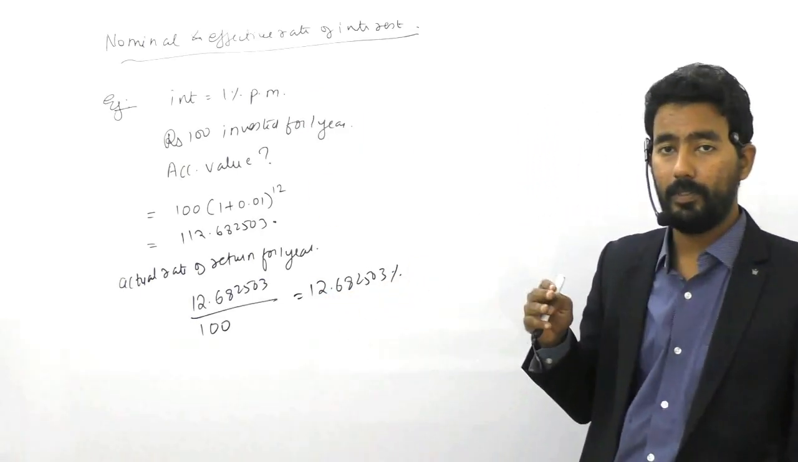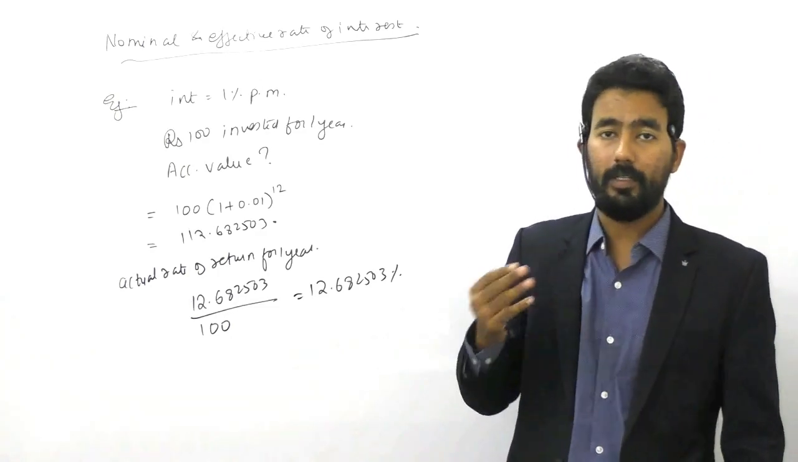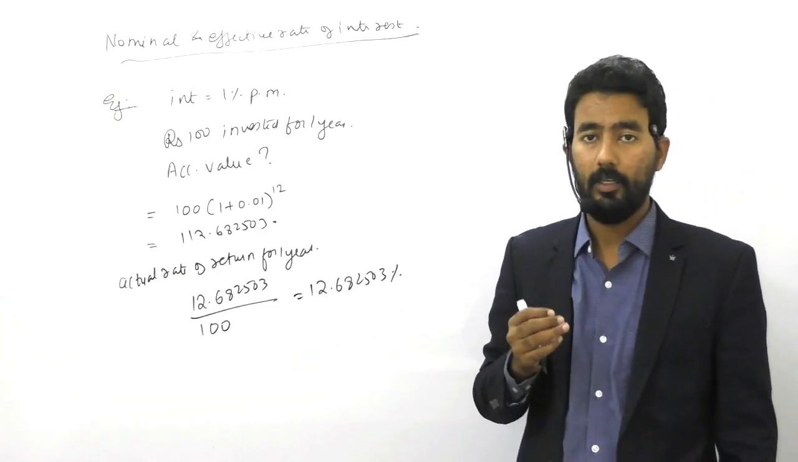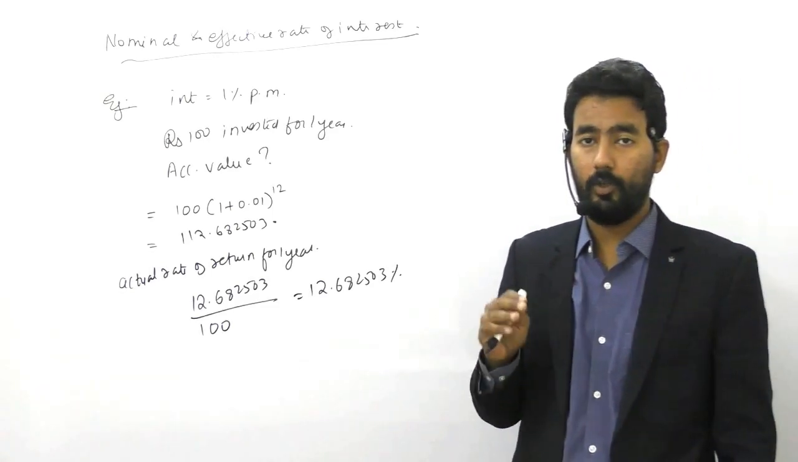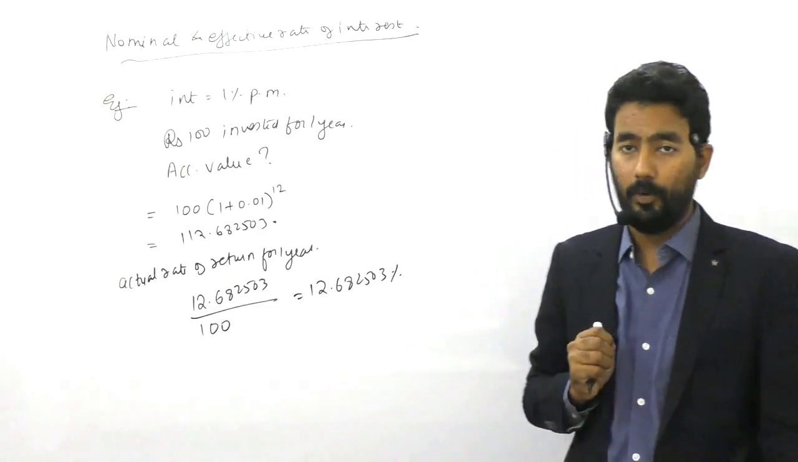But if I say 1% per month is 12% per annum, it is kind of a wrong representation of the fact. 1% per month is not equal to 12% per annum if it is compound rate.